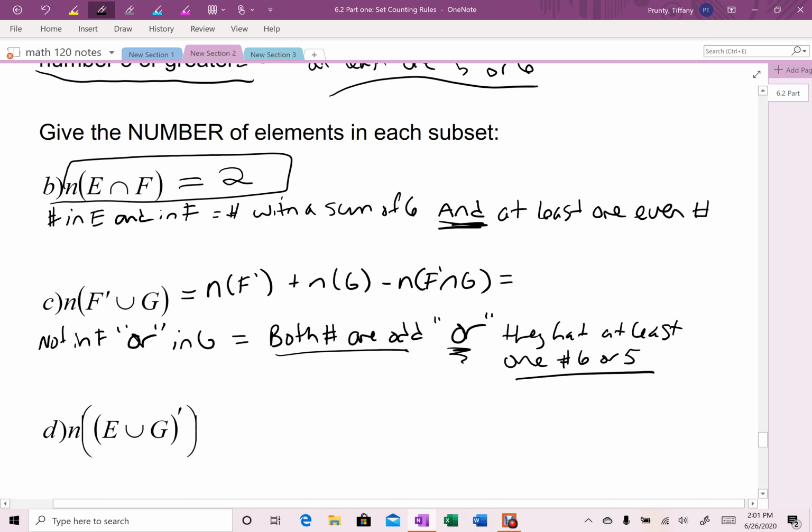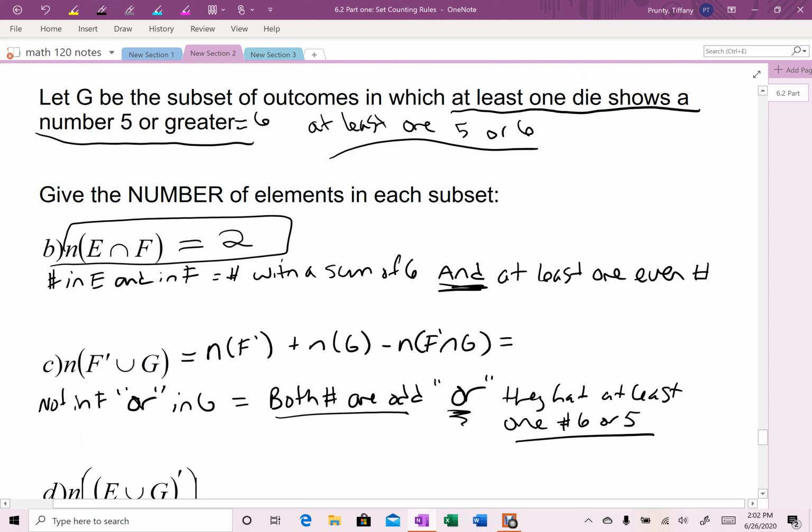So if I count people from the both odd, I count people from the getting a 6 or a 5. Well, there are some that are shared in both, and I want to make sure I don't count those guys up. Now, there's a couple ways you can do this. You can use the formula, or you could just flat out count them. I'm going to use the formula because I think it's just good practice to do that.